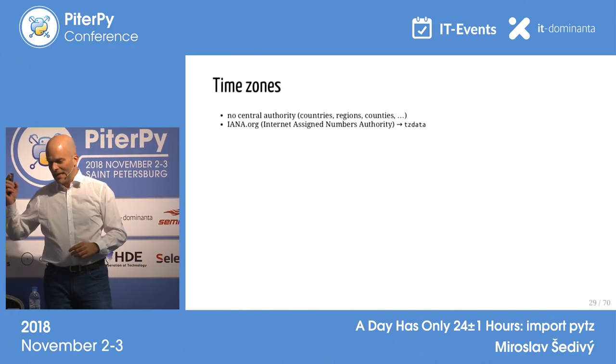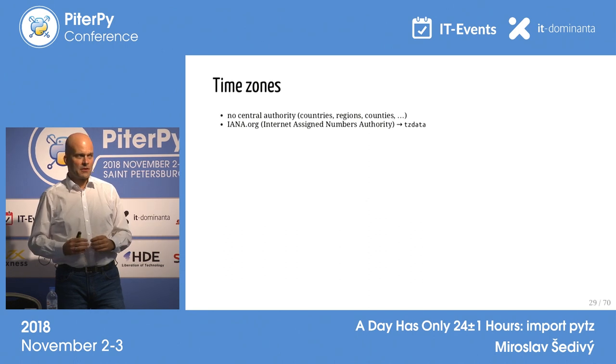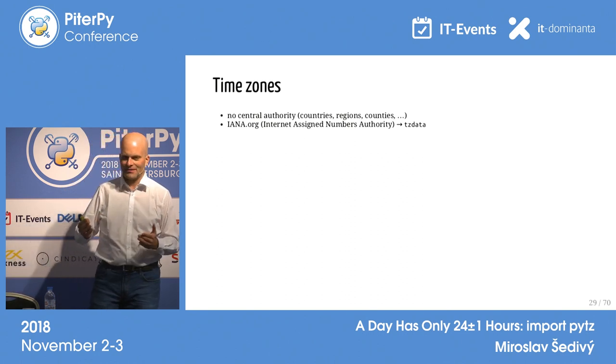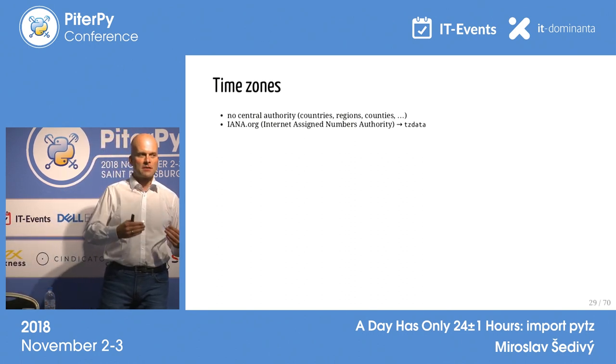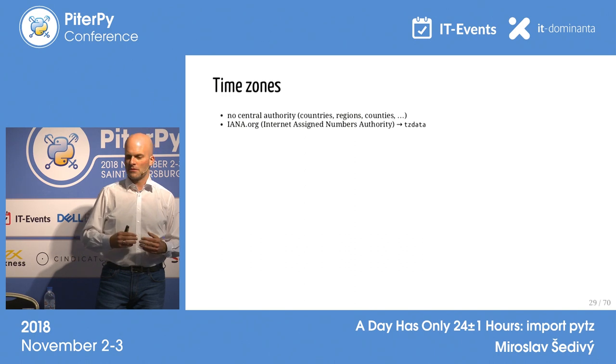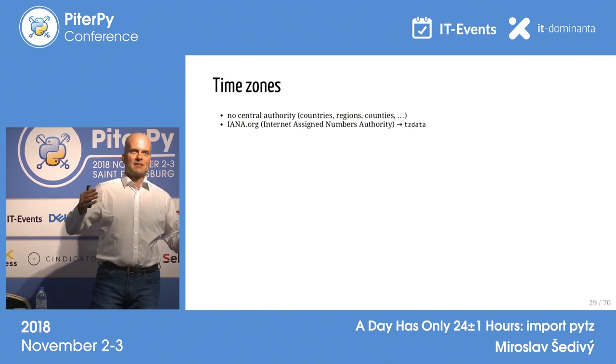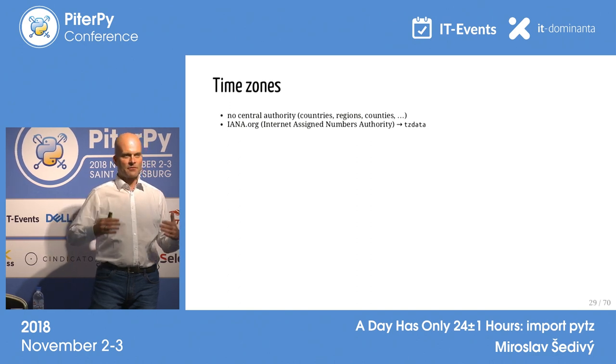There is no central authority for time zones. There is only the Internet Assigned Numbers Authority, an organization that observes the changes of time zones and tries to reflect them and publish the best available information for everyone.